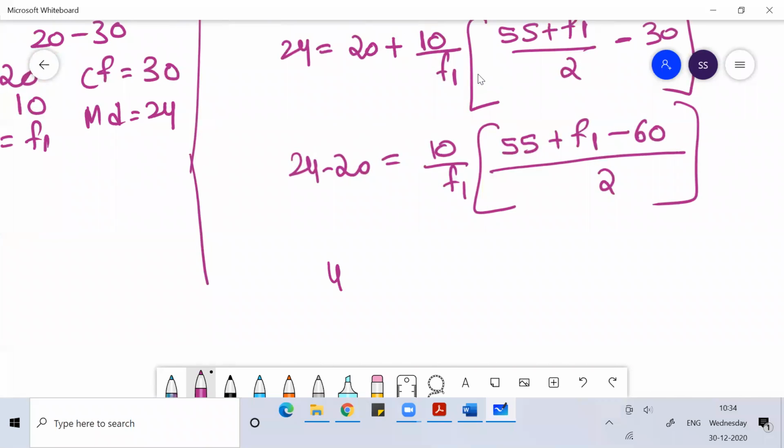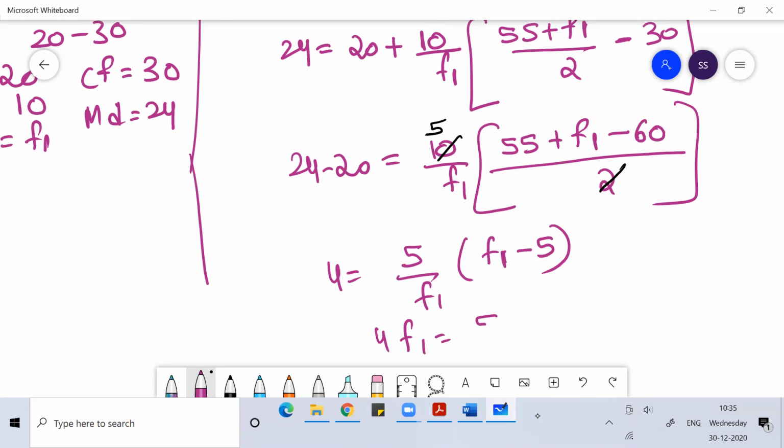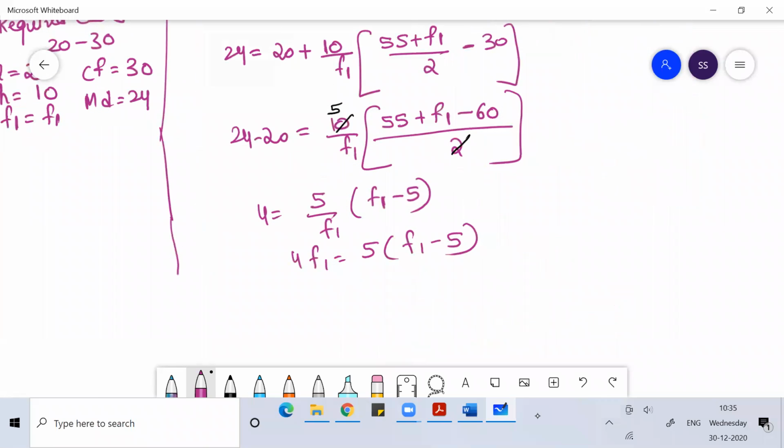I can write this 4 is equal to 5 by F1 into F1 minus 5. So I can write 4 F1 is equal to 5 into F1 minus 5. 4 F1 is equal to 5 F1 minus 25. F1 is equal to 25.